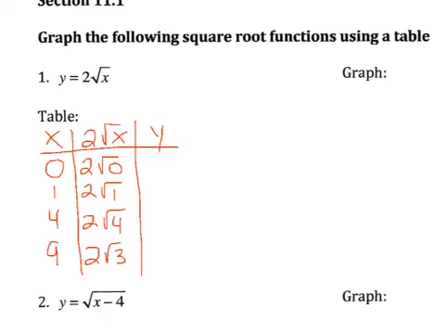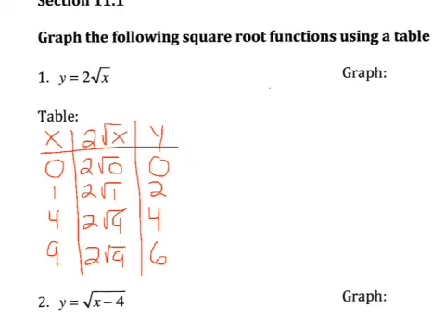So the square root of 0 is 0. 0 times 2 is 0. The square root of 1 is 1. 1 times 2 is 2. The square root of 4 is 2. 2 times 2 is 4. The square root of 9 is 3, and 3 times 2 is 6.